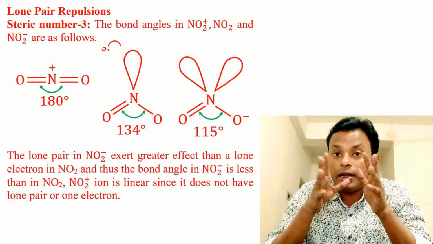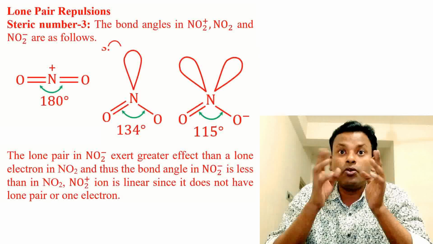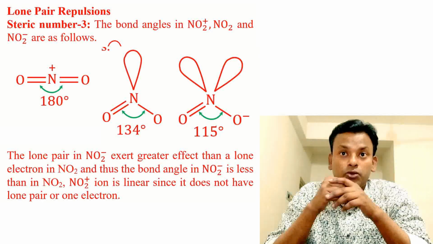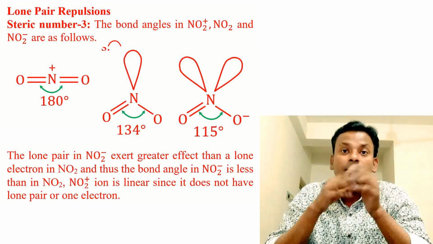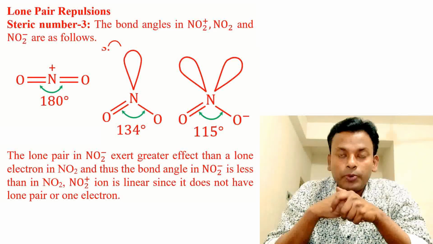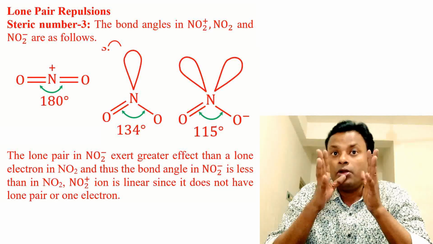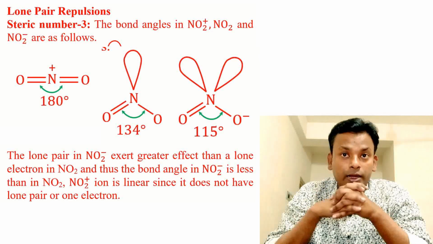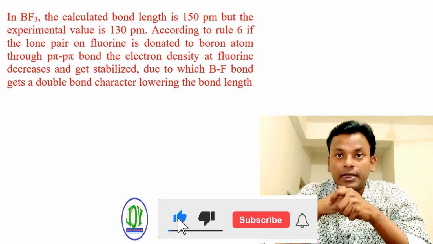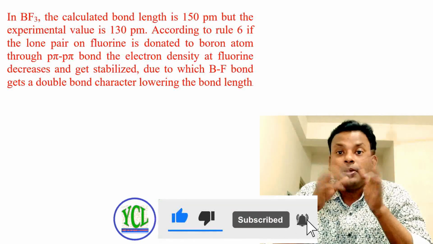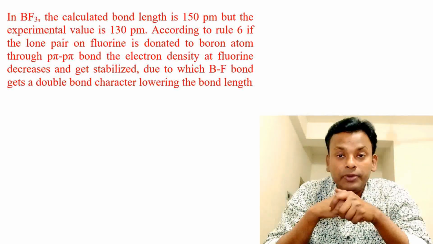This is because the lone pair in NO2- exerts more repulsion than the single electron in NO2. Thus the bond angle of NO2- is less than that of NO2. NO2+ ion is linear since it does not have a lone pair or a single electron. Similarly, in BF3, the calculated bond length is 150 picometer, but the experimental value is 103 picometer.